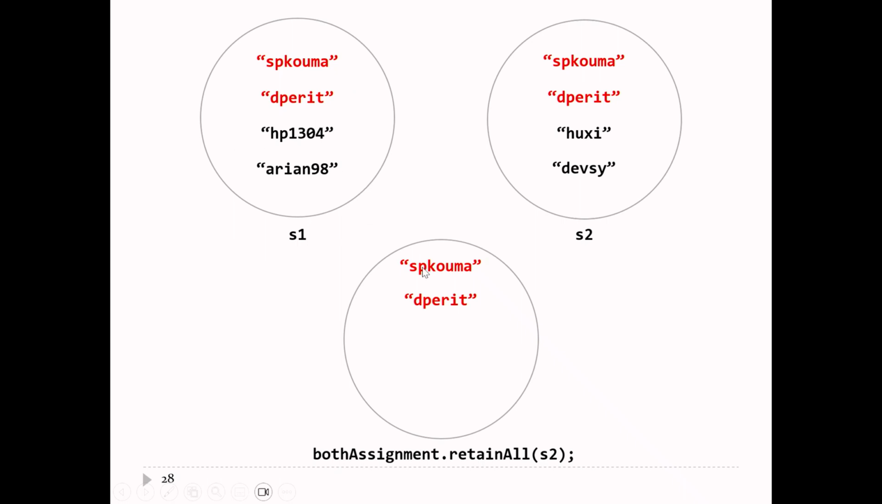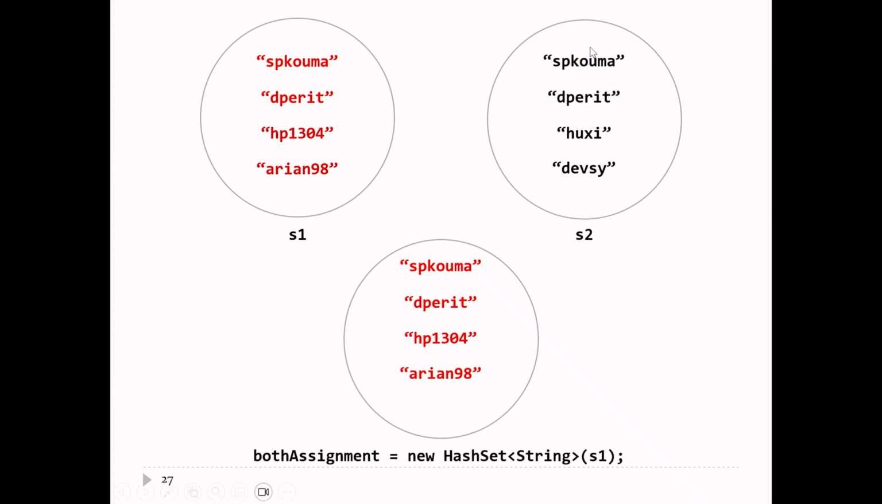Okay, so you're going to iterate over this set here, keeping any of the elements that are in this set. So SP Kuma is in the second set and it's in this set, so we're going to keep that one. D Parrot is in that set and it's in this set, so we're going to keep that one. That name is not in this set, so nothing happens. That name is not in this set, so nothing happens.